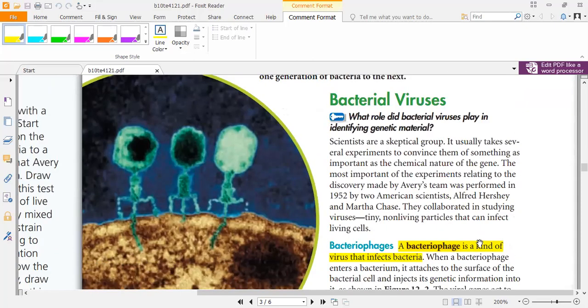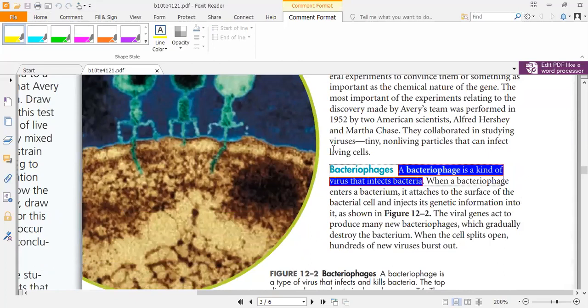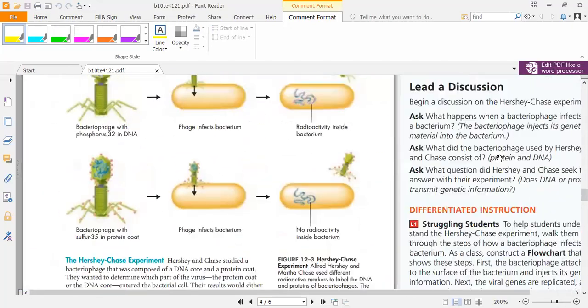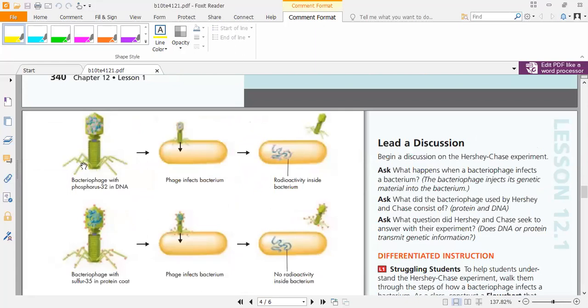Then we spoke about the bacteriophage, a kind of virus that infects bacteria by injecting its genetic material into the bacteria. We knew the Hershey and Chase experiment, when they radio labeled the DNA with phosphorus 32 so they could trace the DNA. They allowed the virus to infect the bacteria, and they found out that the virus had injected its DNA into the bacteria.